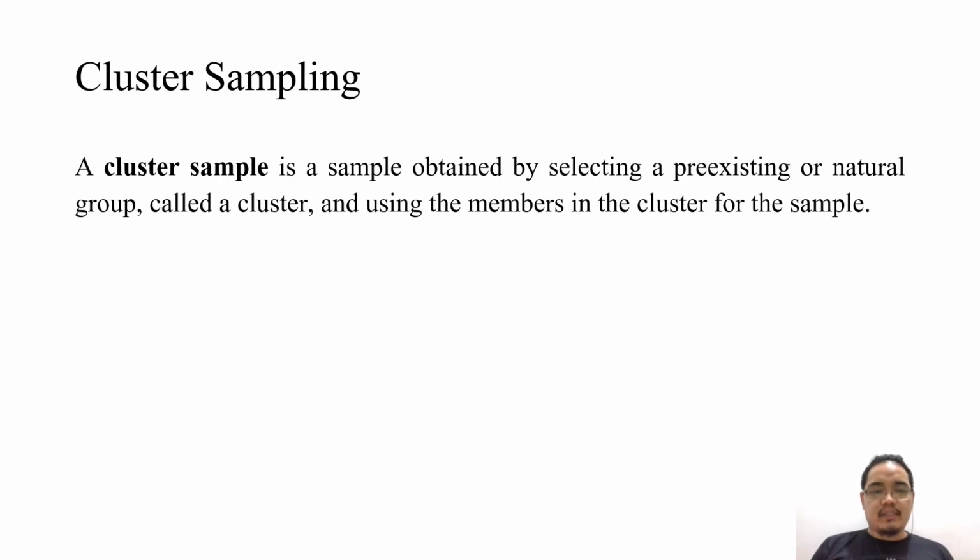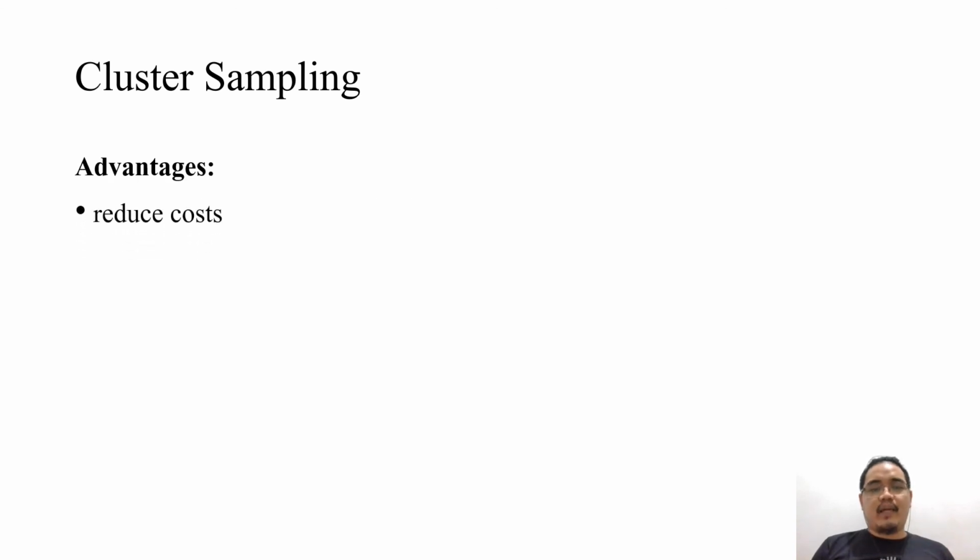And then last one is cluster. So yung cluster naman is a sample obtained by selecting a pre-existing or natural group. Okay, so cluster sampling, may grupo na sila na nag-exist from the start eh. 'Di ba? So kaya ang tawag doon is cluster. Okay. Pinagkaiba niya sa stratified, yung stratified, ikaw yung gagawa nung pagkakagroup nila. While sa cluster, given na yung groupings nila. Okay, so anong advantages nun?